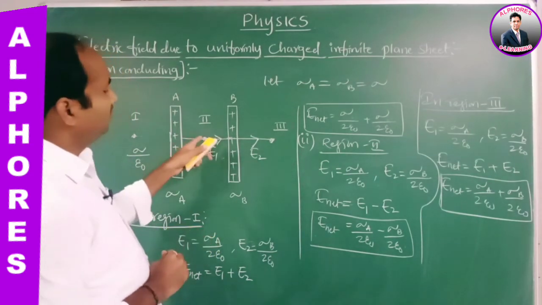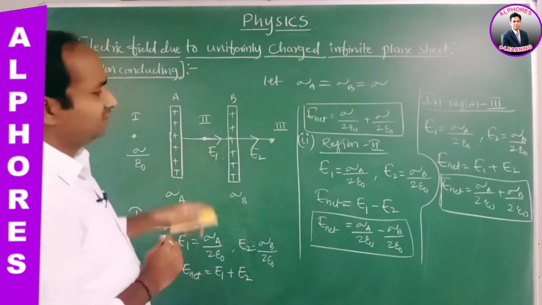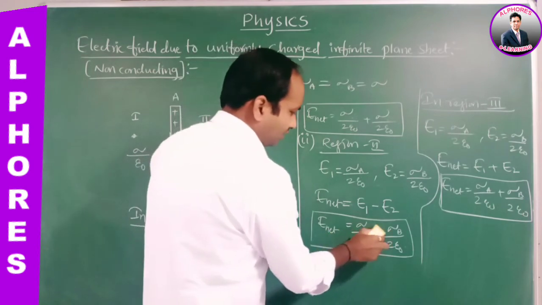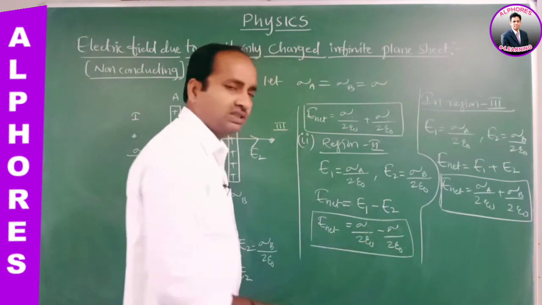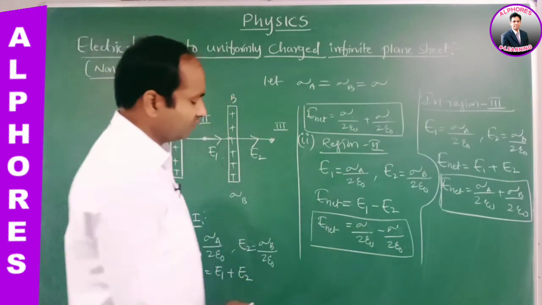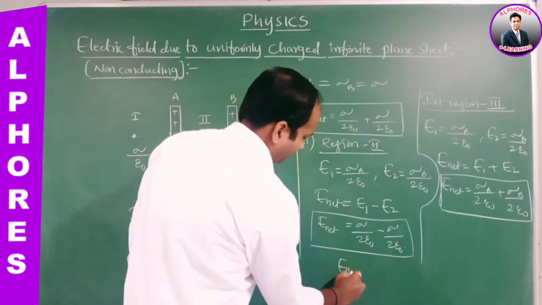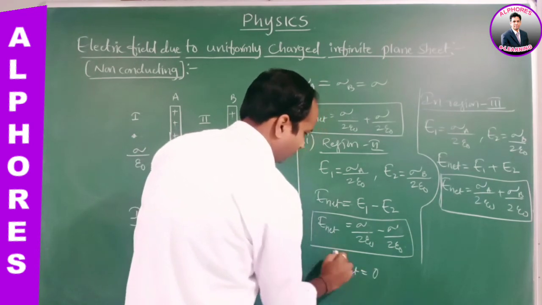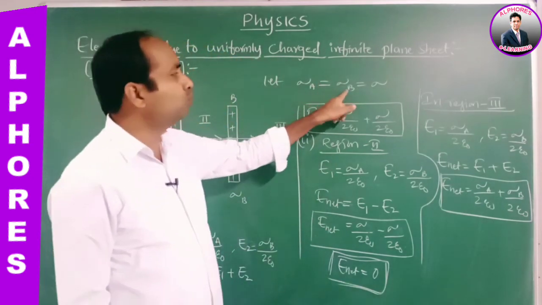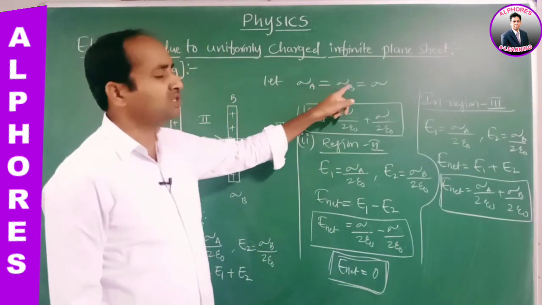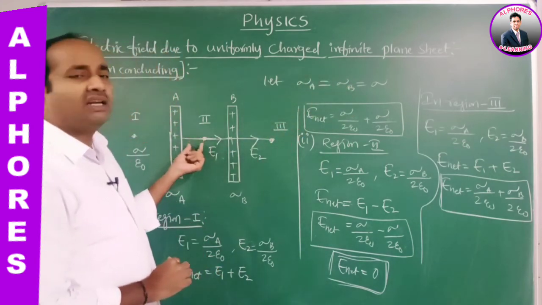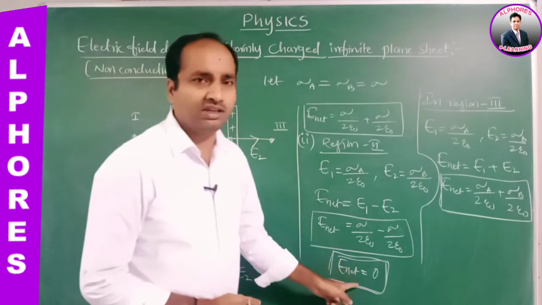Now, in between these two plates, sigma A, sigma B are not different values, they are equal values. If they are equal values, sigma by 2 epsilon naught minus sigma by 2 epsilon naught, what is the net intensity of electric field? 0. When the two plates have the same surface charge density, the electric field intensity in between them is 0.